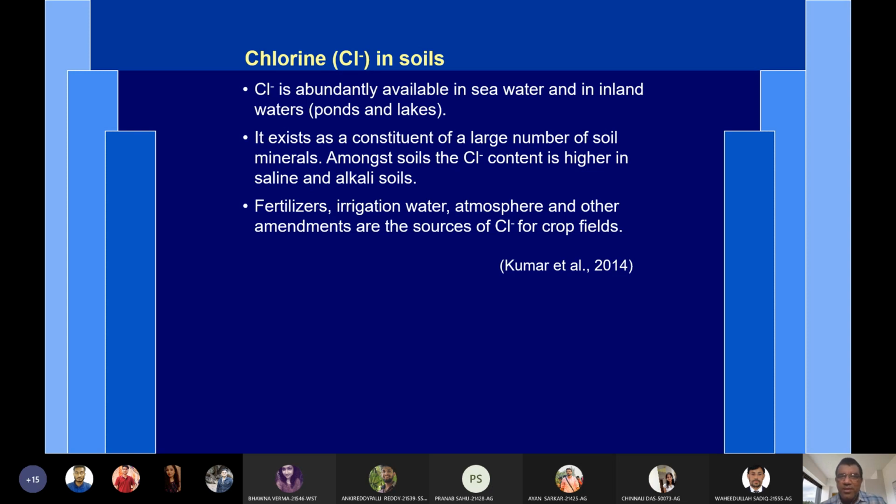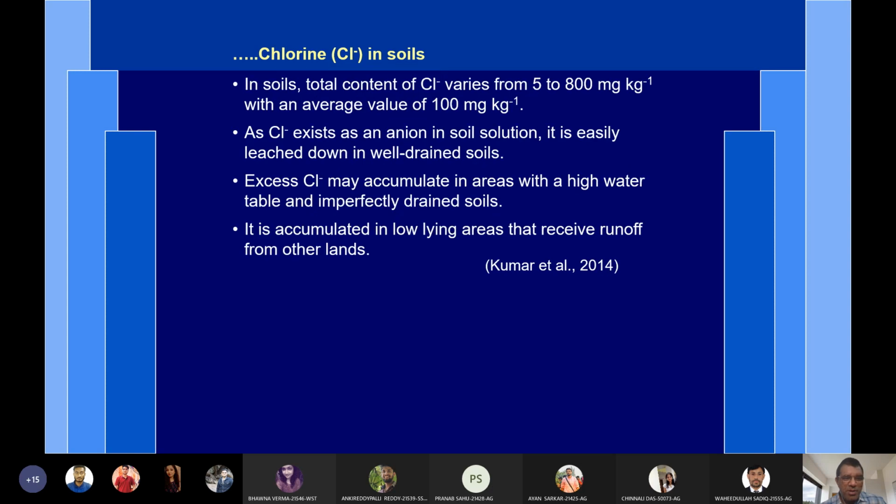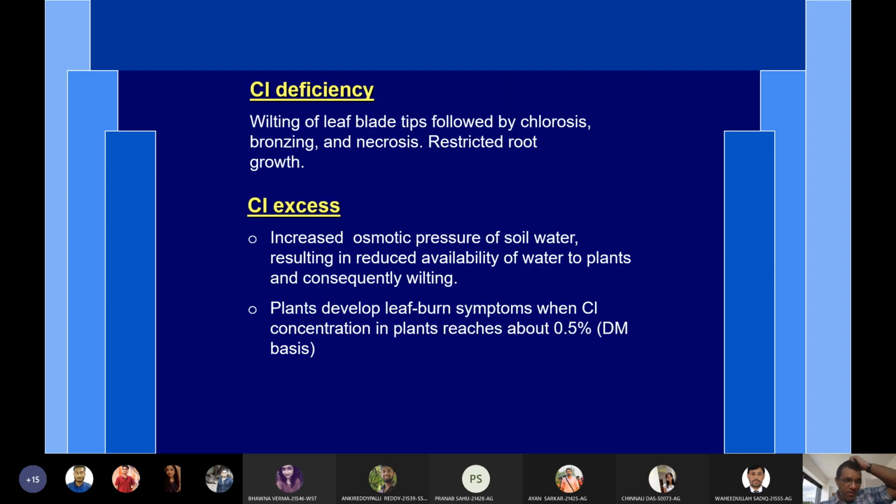So there is no deficiency of chloride in soils. You need not apply chloride. In soils, total content of chloride varies. It is not that important. But see the deficiency of chloride: wilting of leaf blade tips, followed by chlorosis, bronzing and necrosis, and restricted root growth. Chloride excess is an issue.